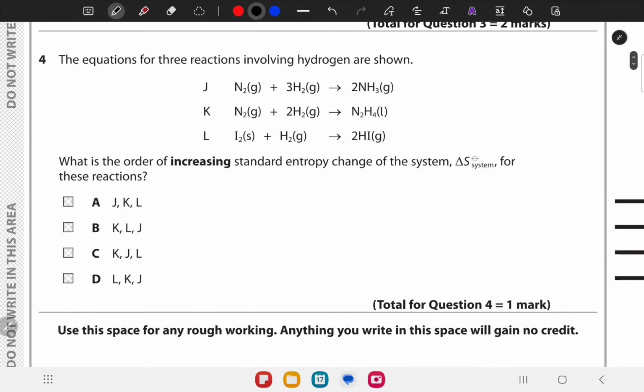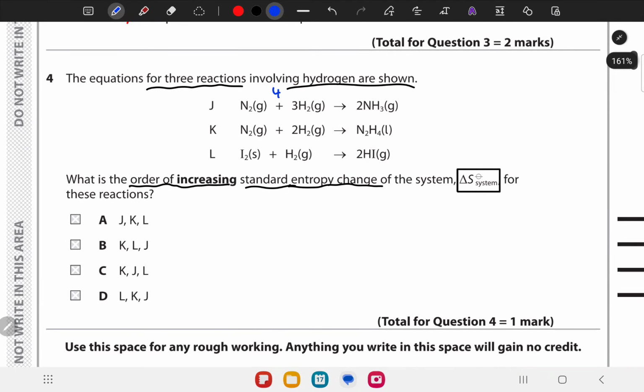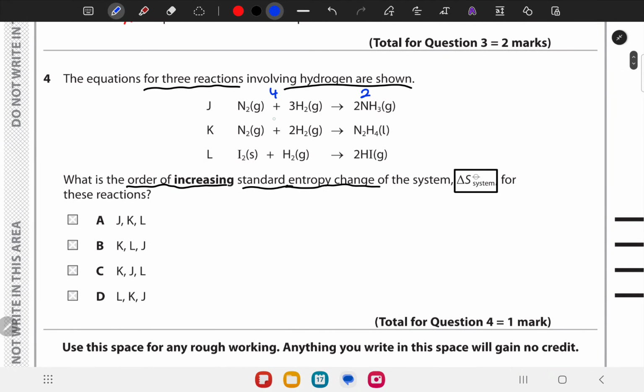Now in question 4, we are given 3 reactions involving hydrogen. We have to order this in increasing standard entropy change, so del S system. Here we'll consider the change in gaseous moles. So on the left we have 4 gaseous moles, on the right we have 2. In this case we go from 3 to 0, and on this one we go from 1 to 2.